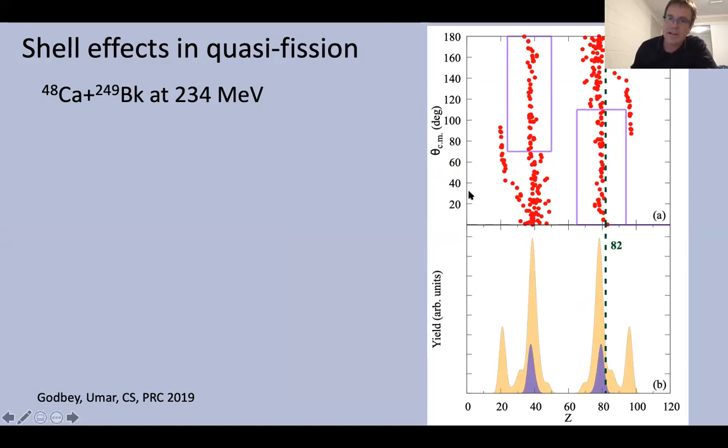What is plotted here is the final angle of emission of the fragments versus the number of protons. What you see essentially is a band for the light fragment and for the heavy fragment, which indicates that you have very strong shell effects. However, when you draw a line at Z equal 82, you see you're a little bit off. That doesn't mean Z equal 82 doesn't play a role, but that means that there is likely at least something else driving the system a little bit away from it.